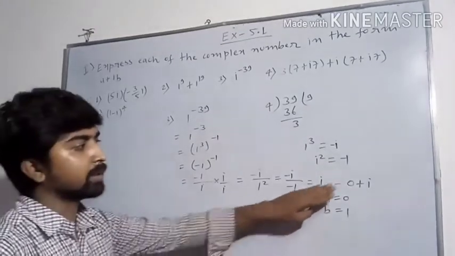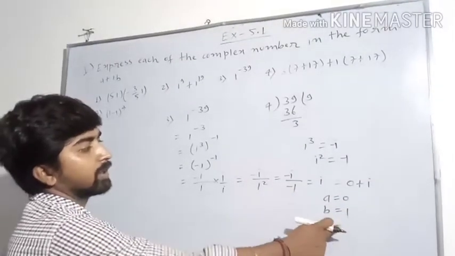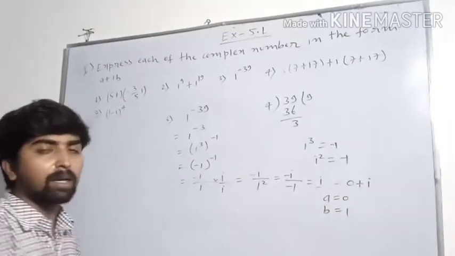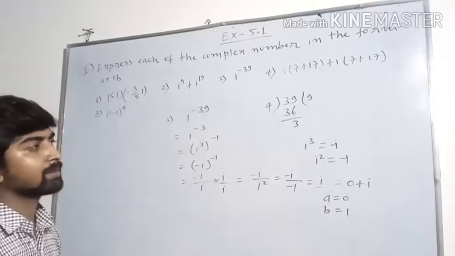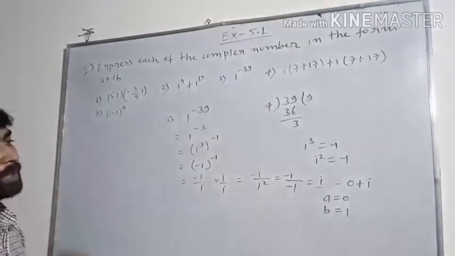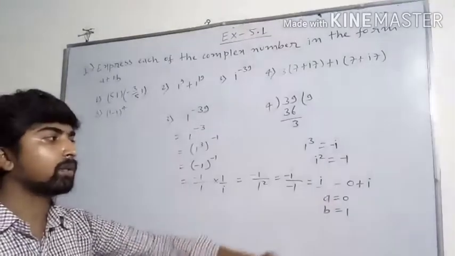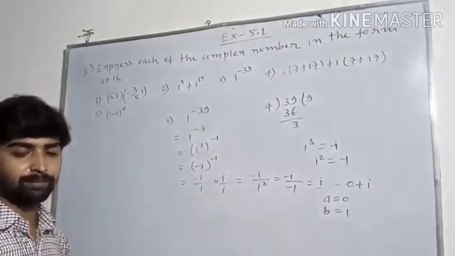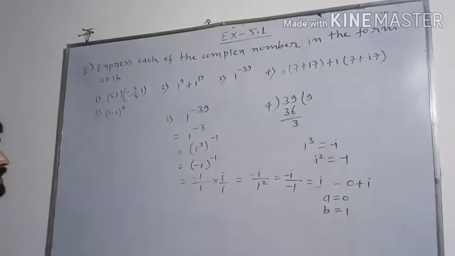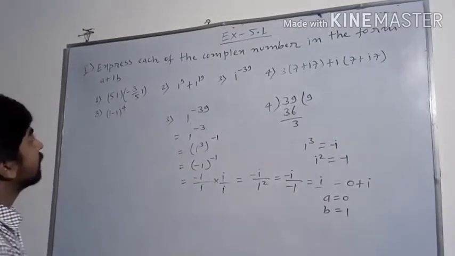Here real part is 0 and imaginary part is 1. This is a purely imaginary number, but we can express it in the form A plus IB, where real part is 0 and imaginary part is 1. Let us express another complex number in the form A plus IB.